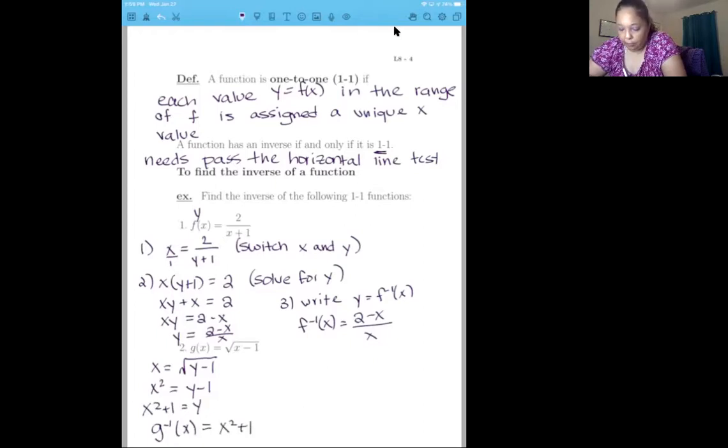So g inverse of x equals x squared plus 1. All right, now we need to check the domain of g inverse, right? Because again, g inverse looks like this.